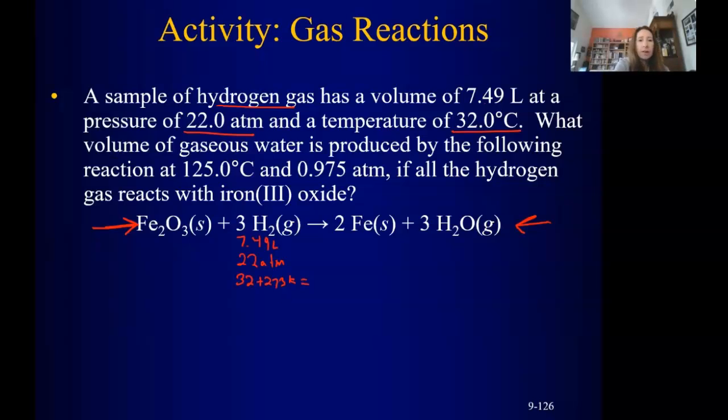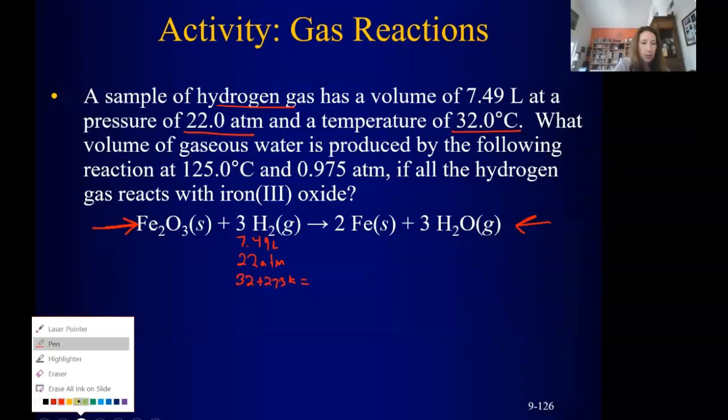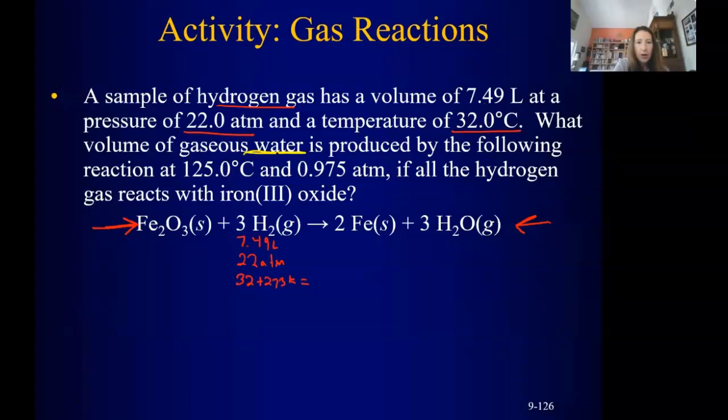Now the question says, what volume of gaseous water? Okay, so I'm just going to put this in a different color. This is asking about water, but originally they gave us all of our information about hydrogen. So they're asking about volume of water. So I'm going to say liters of water. So that's what they're asking about. So now we already know there's got to be a mole ratio involved here. Because remember, if you have something and you want something else, you've got to convert. And the only way you can convert is mole ratios using the balanced chemical equation.